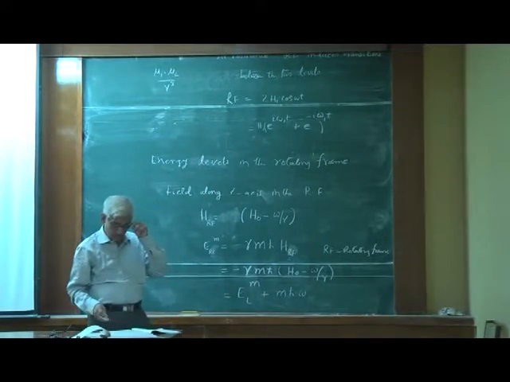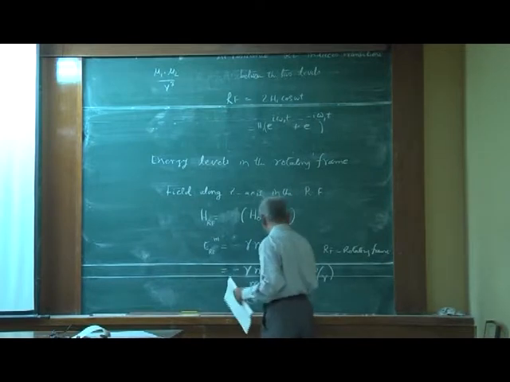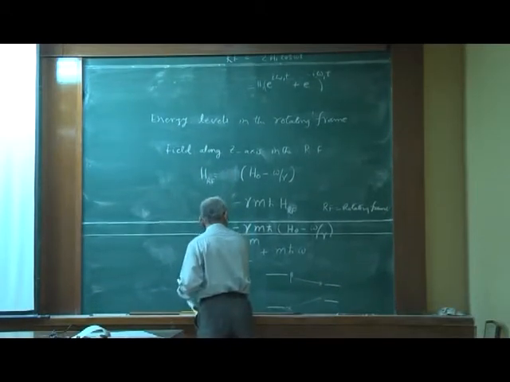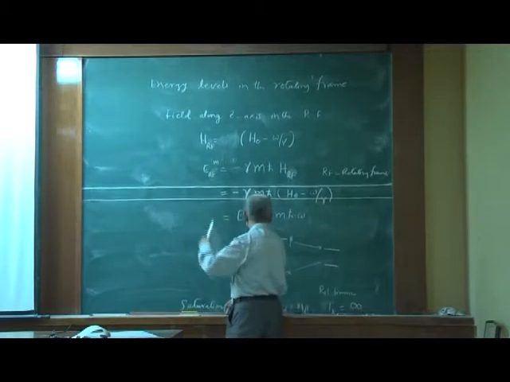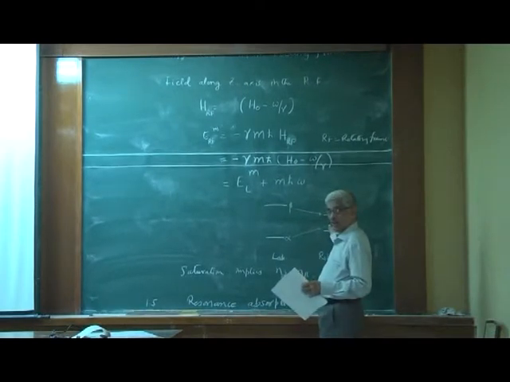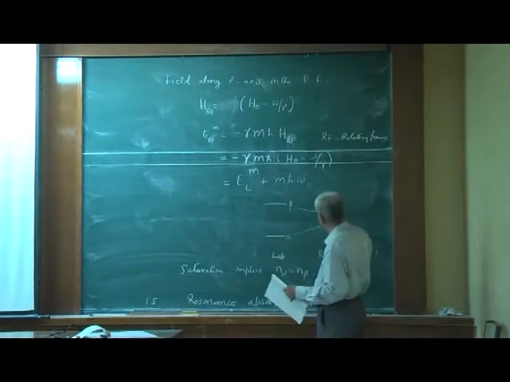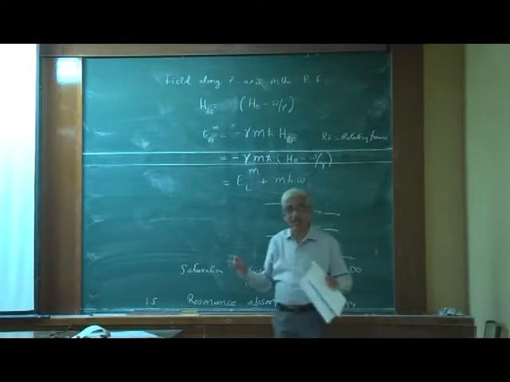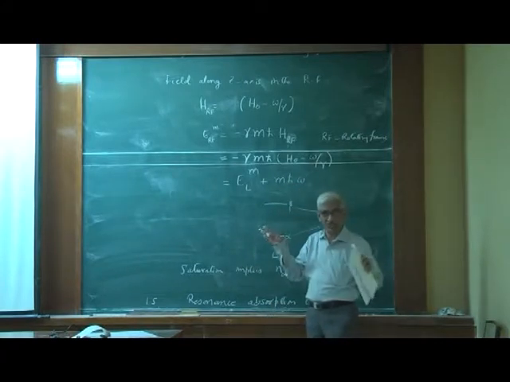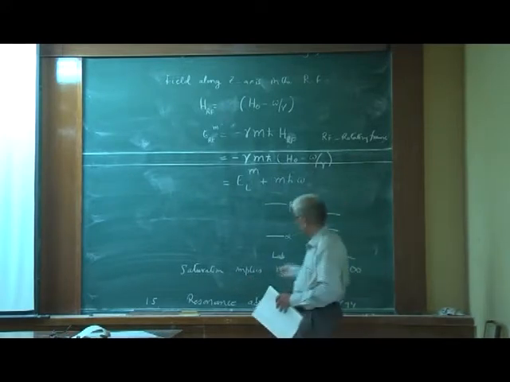Now, as you keep increasing omega, your condition will reach a point where the two levels become equal. That is the resonance condition. Under the resonance condition, these two energy levels are equal. That is the resonance condition in the laboratory frame. There is no frequency of precession, omega naught minus omega is equal to zero. Therefore, these two energy levels have become equal.